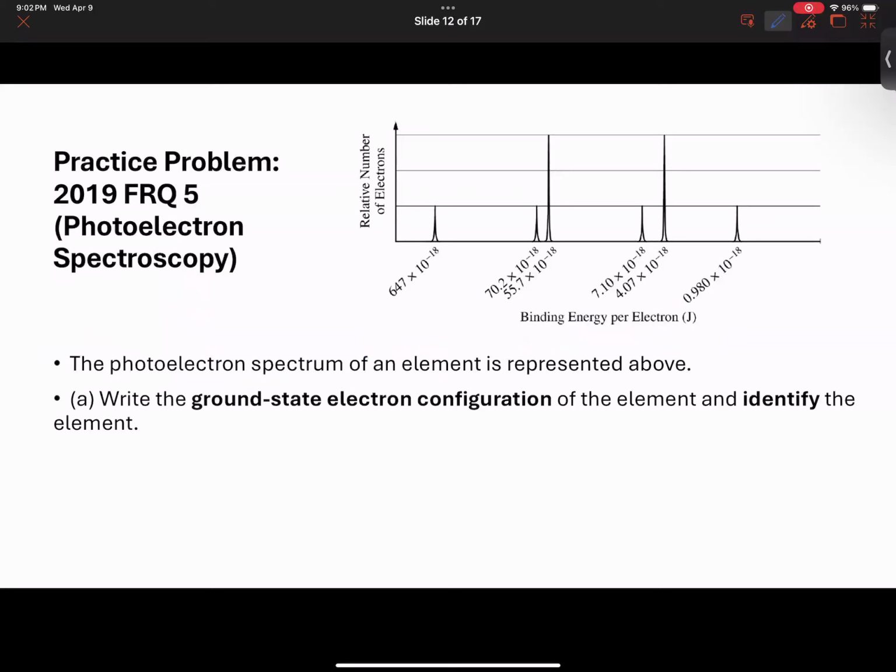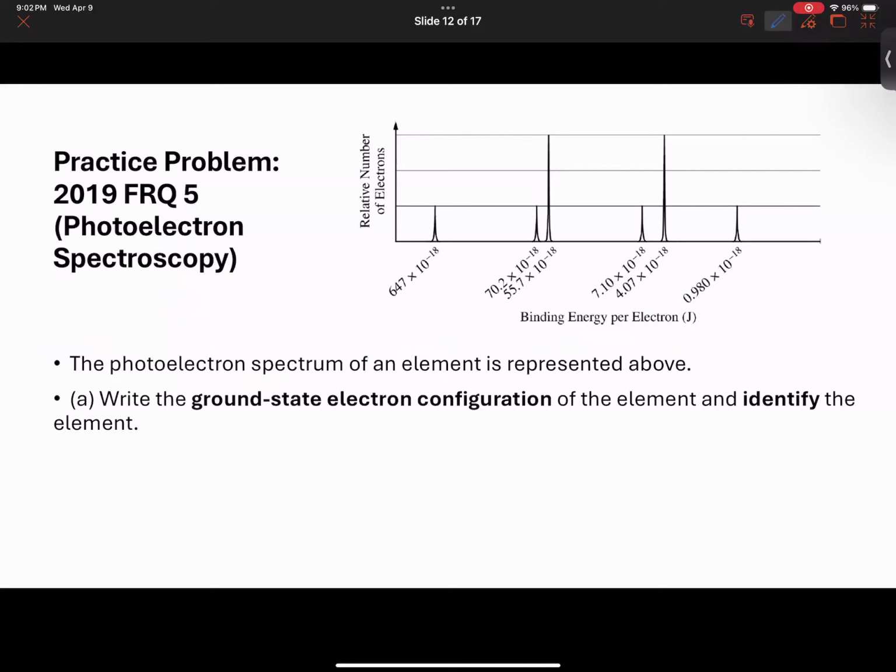Now let's look at practice problems. Photoelectron spectroscopy. Let's see two problems. First, 2019 free response number 5. The photoelectron spectrum of an element is represented above. Write the ground state electron configuration of the element and identify the element.